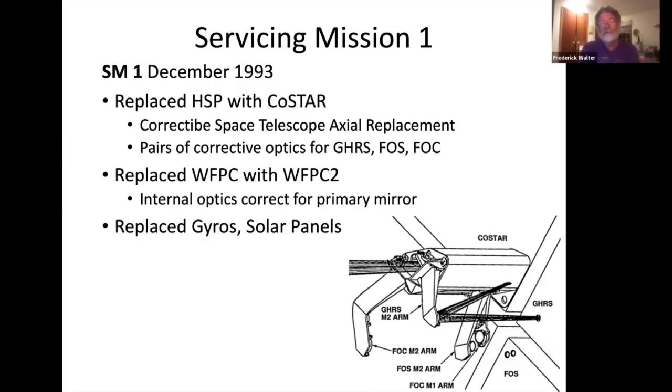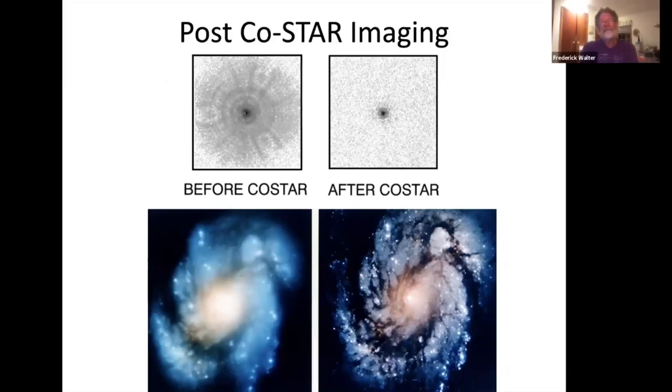We're up to 4 mirrors now rather than 2. You lose a little bit of light, but that's insignificant. But you now have a telescope that is in focus. The wide field planetary camera was replaced with wide field planetary camera 2, which had its own internal optics that corrected for the malformed primary mirror. And this is the result.